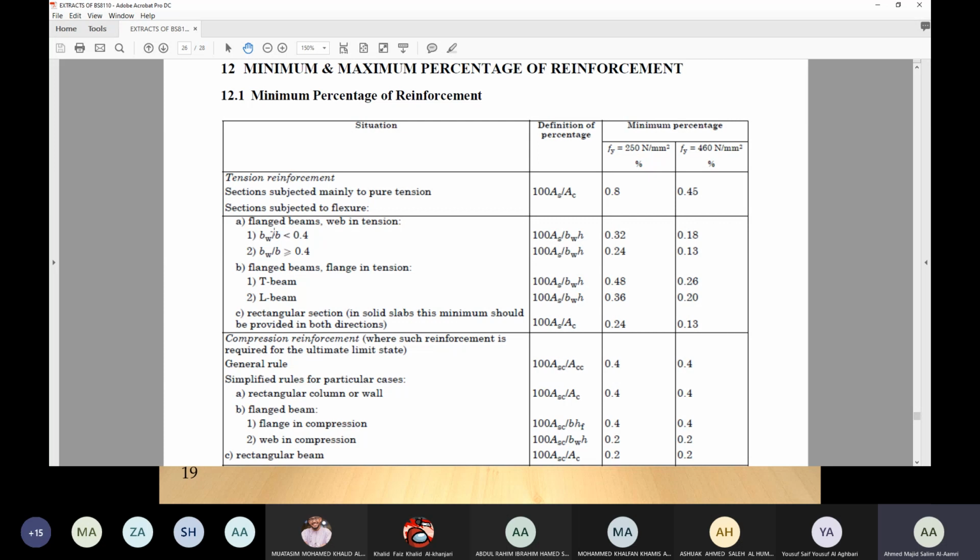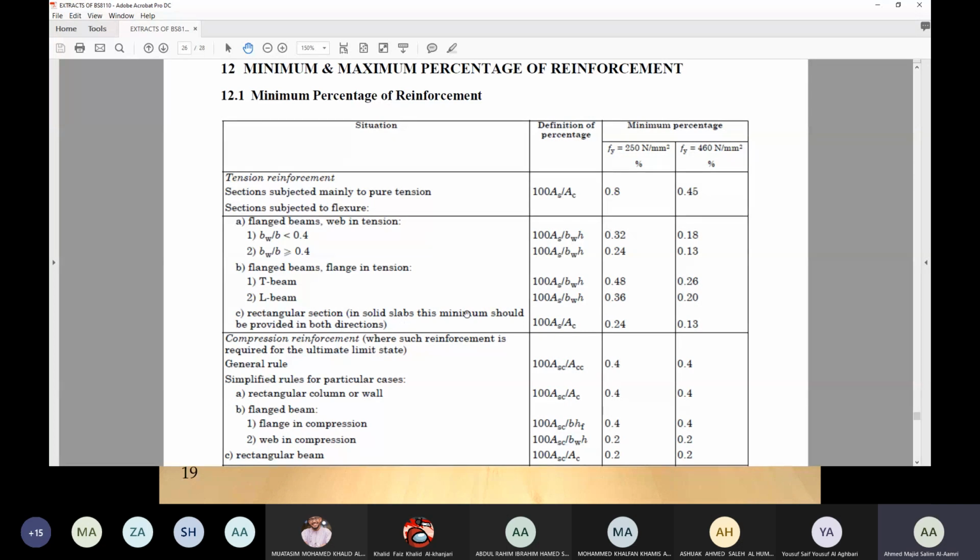Now, in tension reinforcement, we have three cases. One is a flanged beam, which is a T or L beam section. We have flanged beam as well, T or L. And then the third case, rectangular section. And then between brackets, in solid slabs, this minimum should be provided in both directions. They refer to X and Y directions.